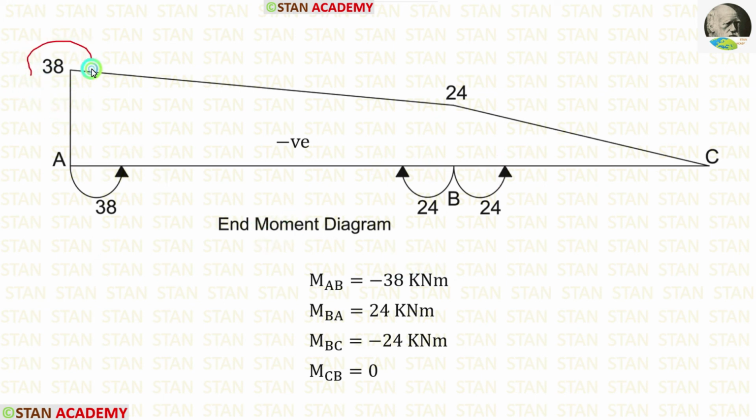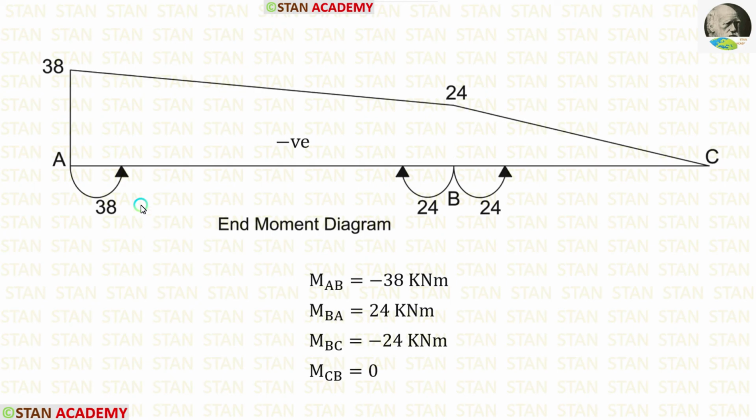Let us mark them, here 38 and here 24. In the point C, there is no movement, so here it is 0. Then we can connect. Even though we are having two movements in the point B, we have to make only one point because both of the arrows are indicating upwards.